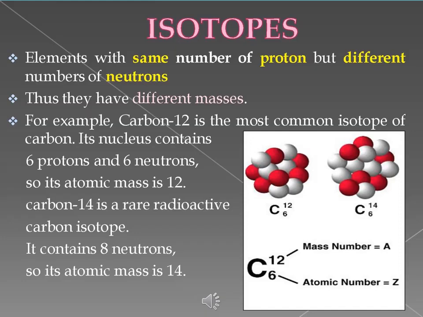And how about C14? C14 is a rare radioactive carbon isotope which has 14 mass number and 6 proton number. So you can calculate the neutron number here, which is 14 minus 6. You will get 8 neutrons for carbon-14. So these 2 examples show you that isotopes have the same number of protons but different numbers of neutrons.